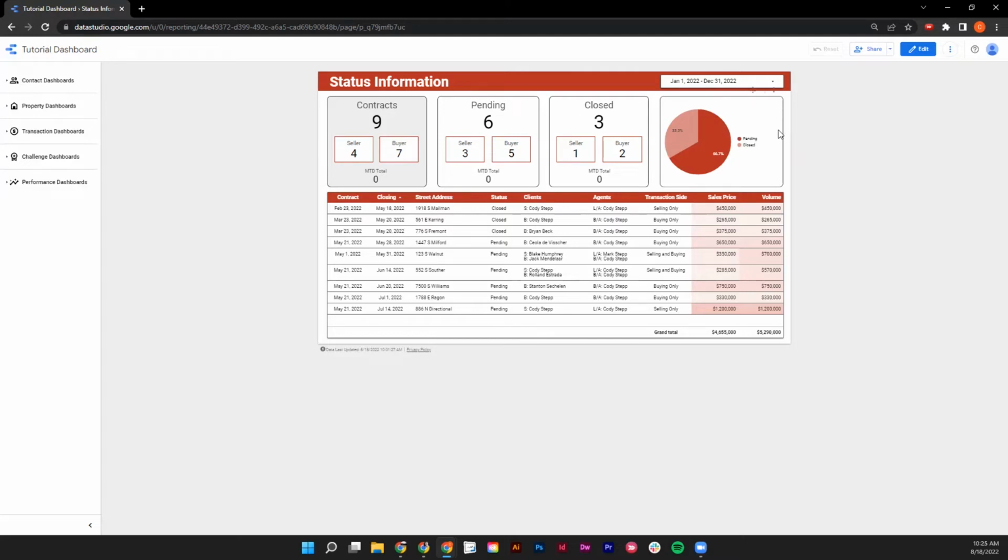On the very top right hand side, you also have access to a pie chart that helps you visually represent the number of pending compared to the number of closed transactions that you have in your system.